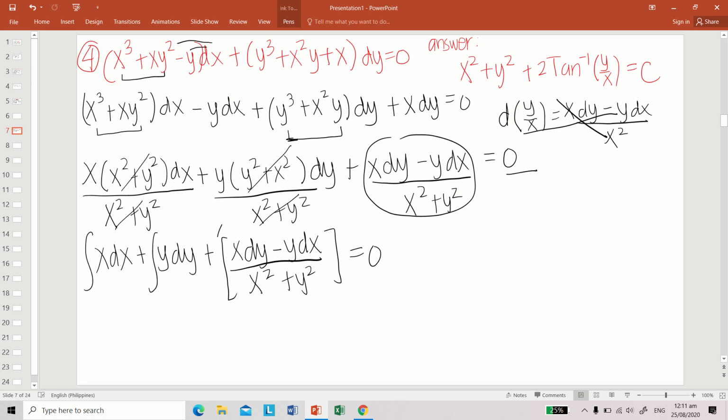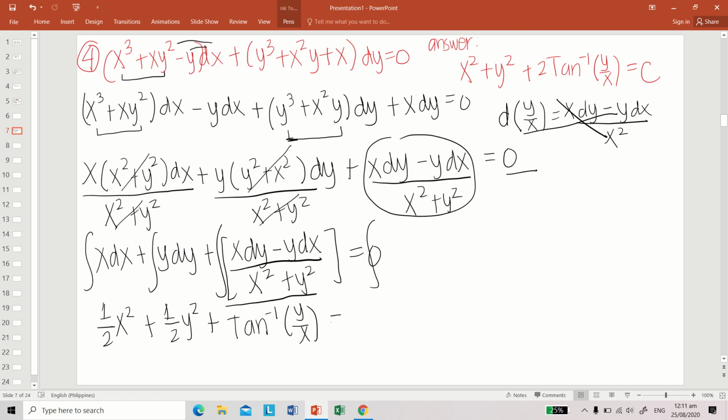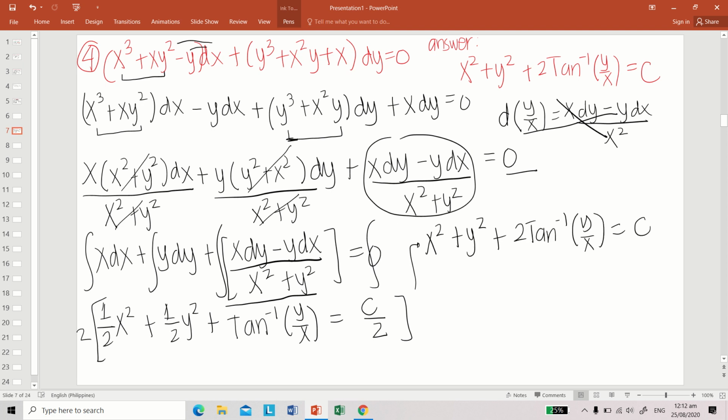So integrating all this, we're going to have 1/2 x squared plus 1/2 y squared plus the integral of this one, which is equivalent to arc tangent y over x. So we're going to have arc tangent y over x is equals to c over 2. So by multiplying both sides of the equation by 2, we're going to have x squared plus y squared, and then plus 2 arc tangent of y over x is equals to c. So that's the answer.